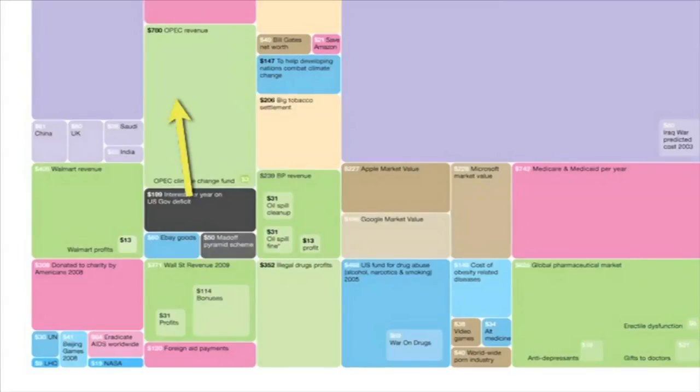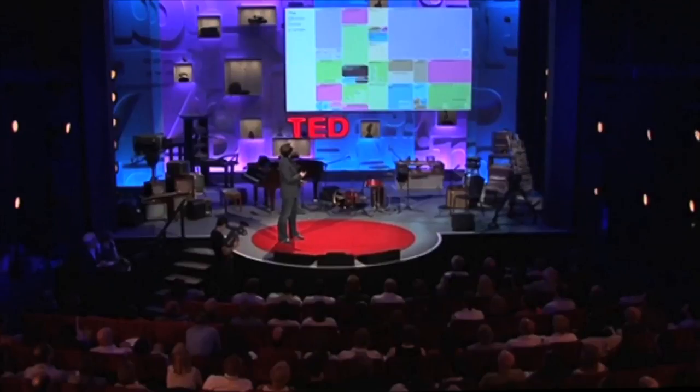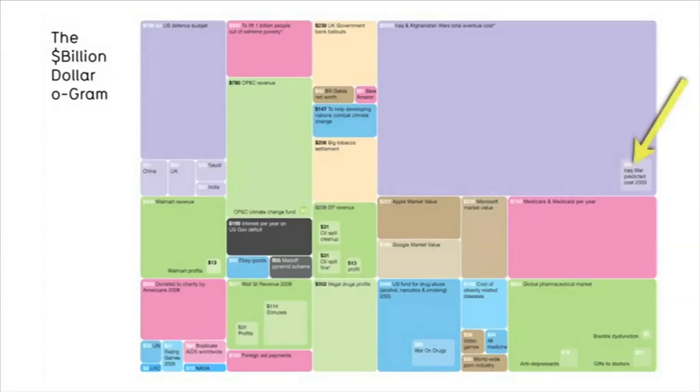This is OPEC's revenue, this green box here, 780 billion a year. And this little pixel in the corner, 3 billion, that's their climate change fund. Americans, incredibly generous people, over 300 billion a year donated to charity every year, compared with the amount of foreign aid given by the top 17 industrialized nations at 120 billion. And then, of course, the Iraq war predicted to cost just 60 billion back in 2003, and then it mushroomed slightly. Afghanistan and Iraq mushroomed now to 3,000 billion.